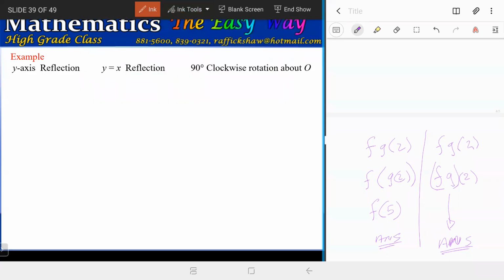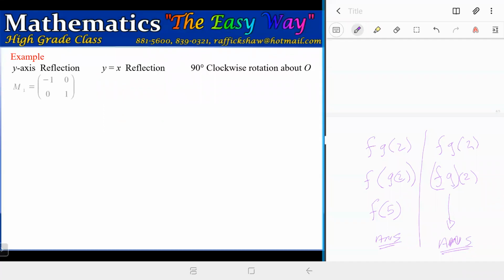All right, let's look at it now. That's the matrix for the y-axis reflection: -1, 0, 0, 1. The one for the y equals x reflection is that one. We're calling them M1 and M2. M1 is a reflection over the y-axis. M2 is a reflection over the line y equals x. And then we're going to call the rotation R90, the clockwise rotation. So that's the matrix for the 90-degree clockwise rotation.